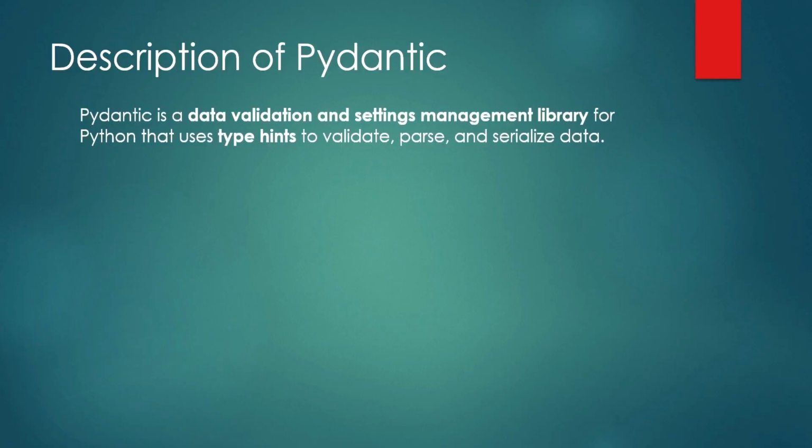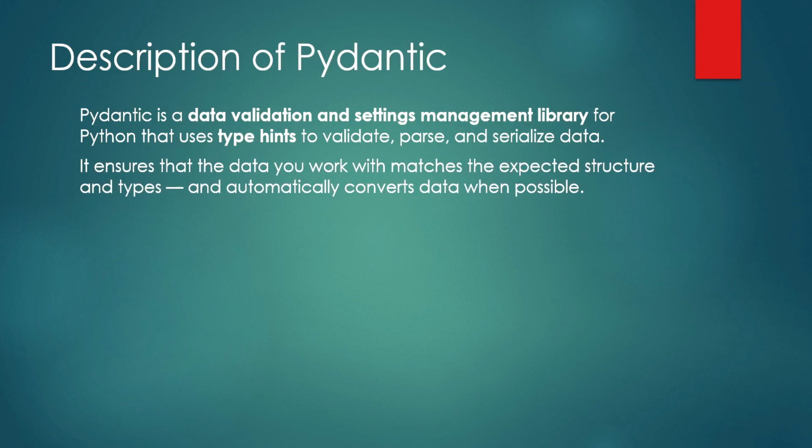Description of Pydantic. Pydantic is a data validation and settings management library for Python that uses typing to validate, parse and serialize data. Basically, using Pydantic, we can do different types of data validation, type validation, everything. It ensures that the data you work with matches the expected structure and types, and automatically converts data when possible. So basically, in your class, whatever variable we mention has to match our structure. If it does not match, then it will convert automatically whenever it is possible.